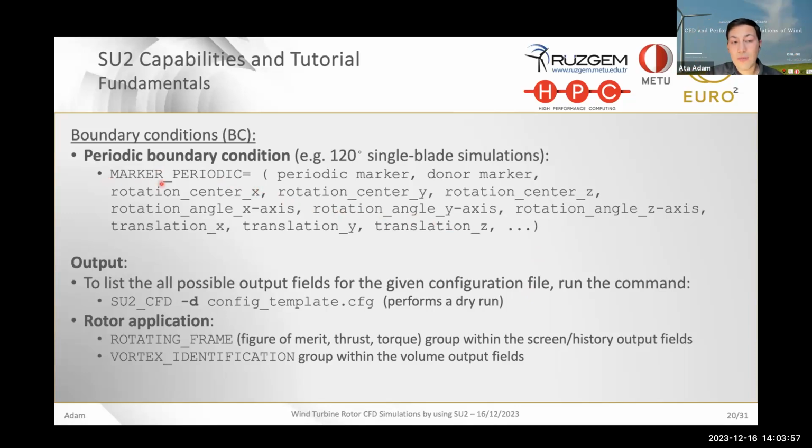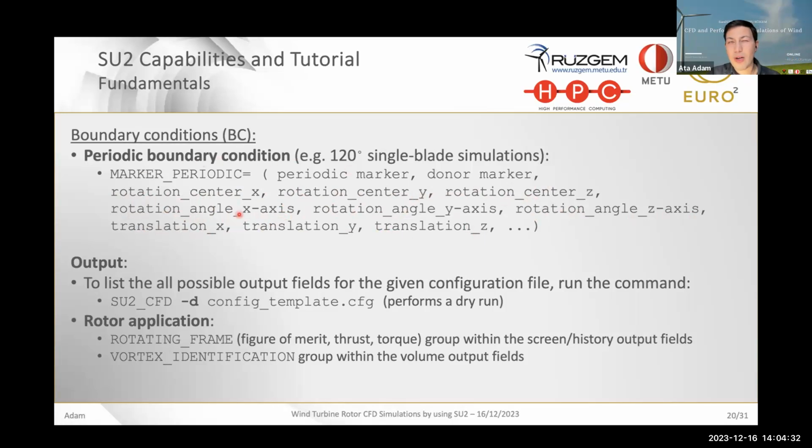And you need to specify this marker periodic boundary condition. You need two separate surfaces. You need to specify the rotation center, which is usually the origin. You need to specify the rotation angle. So for wind coming from the x-axis, your periodic rotation angle will be on the x-axis. And for a 3-bladed turbine, it is 120 degrees. For a 2-bladed case, it's 180 degrees. And you usually do not need to specify any translation periodicity in wind turbine blade simulations.